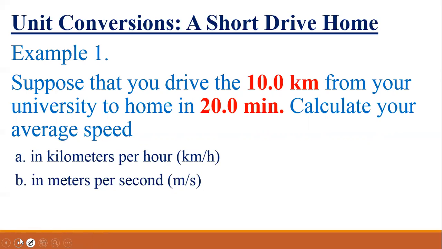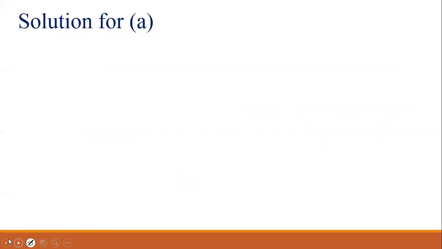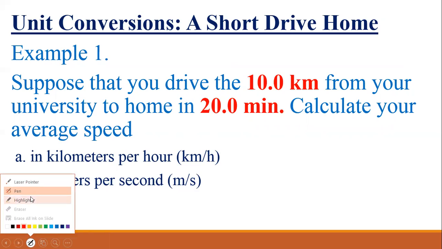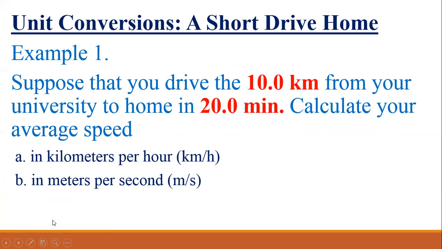Calculate your average speed, A in kilometers per hour, B in meters per second. Note in here that average speed is distance traveled divided by time of travel. Okay, average. So remember that.